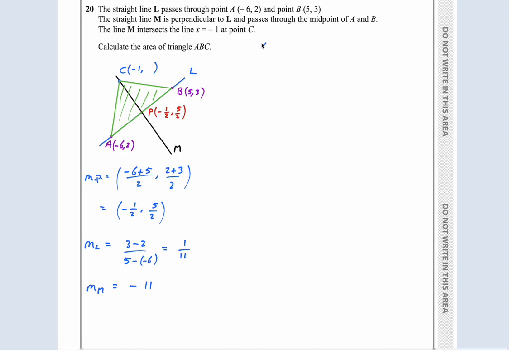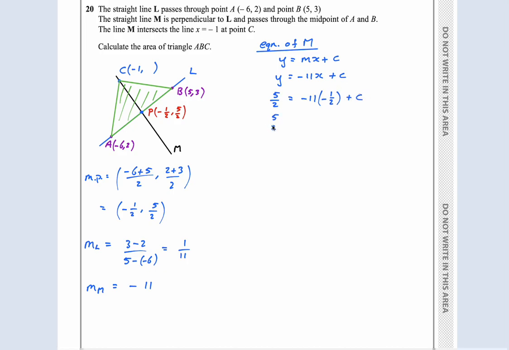So to get the equation of M, I'm going to use y equals mx plus c. But my m is negative 11, so y is equal to negative 11x plus c. To find c, I'm going to sub in a point that I know is on the line, which is going to be this point P. So for P, y is 5 over 2, minus 11, x is minus a half, plus c.